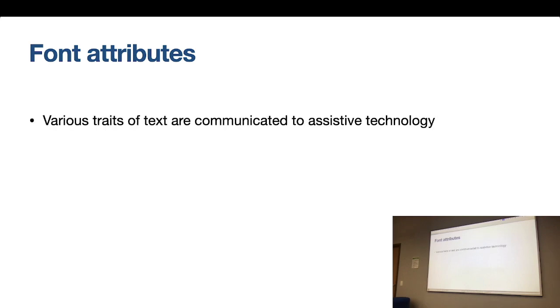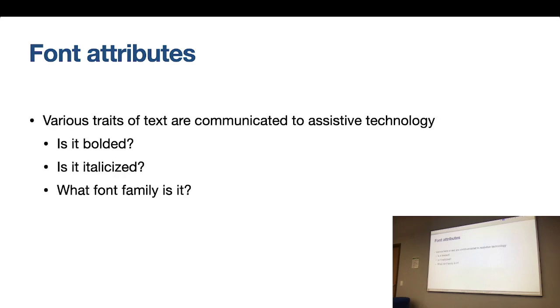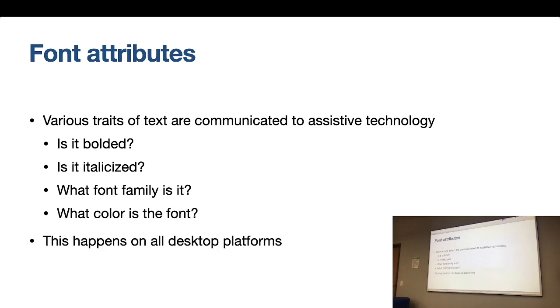Another example, font attributes. Screen readers care about things like, is text bolded? Is text italicized? What is the font family? What is the font color? At least on desktop platforms. I'm not 100% sure if this happens on mobile platforms, but it 100% happens on desktop platforms.